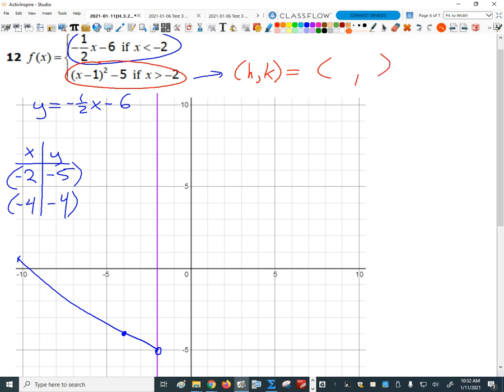Where's our vertex on this one? Questions for Natalie. Okay, that's all right. We'll get back to you on something else. Liliana. 1, -5. Good.